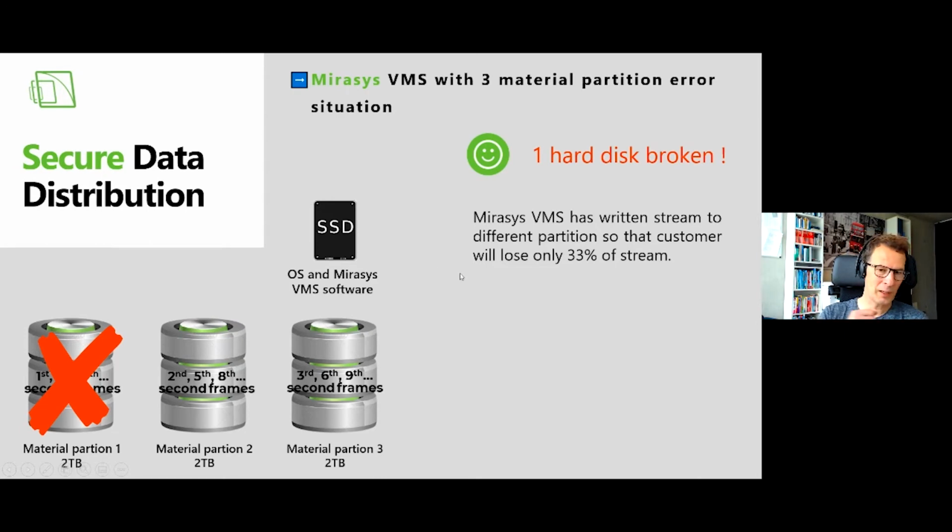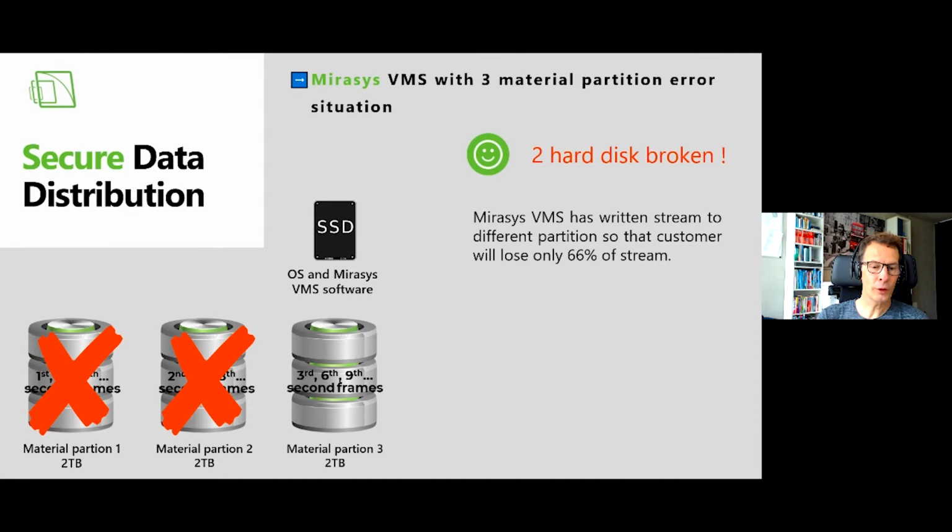Then you can replace the hard disk. Maybe you have a hot swappable system, so you can replace the hard disk. The hard disk is again occupied by our VMS, and it starts to record again. If a second hard disk is breaking, you still have 33% of the stream. And that's very important to understand.